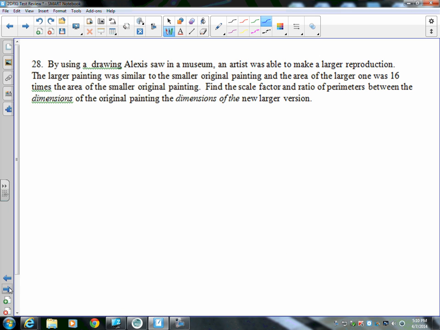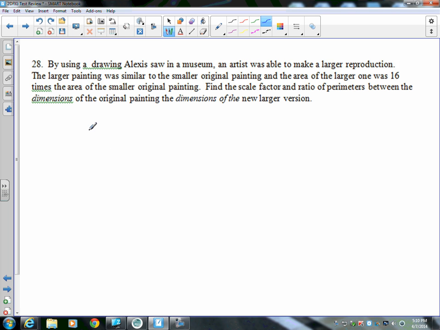Next question, number 28. There is a lot of words in this. We need to make sure we read very carefully. Number 28 says, by using a drawing Alexis saw in a museum, an artist was able to make a larger production. She's going to make it bigger. The larger painting was similar to the smaller painting, and the area of the larger one is 16 times the area of the smaller one.